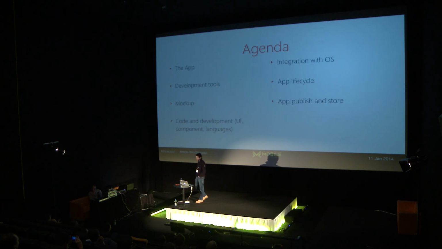Then we'll proceed to see how we can better integrate our application with the operating system. So let's say starting a phone call from your application, sending email, something like this. So how we can better integrate with Windows Phone. Then we need to take a look at the app lifecycle, because it's not the same across these two platforms. There are similarities, but it's not the same. And then finally we will see how we can publish our application to the stores.